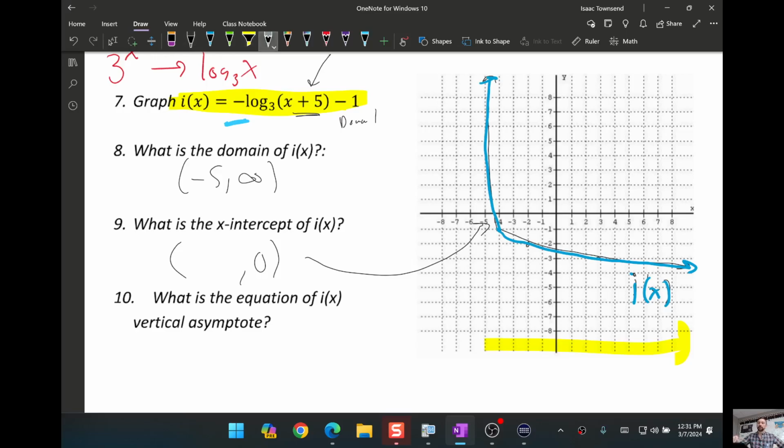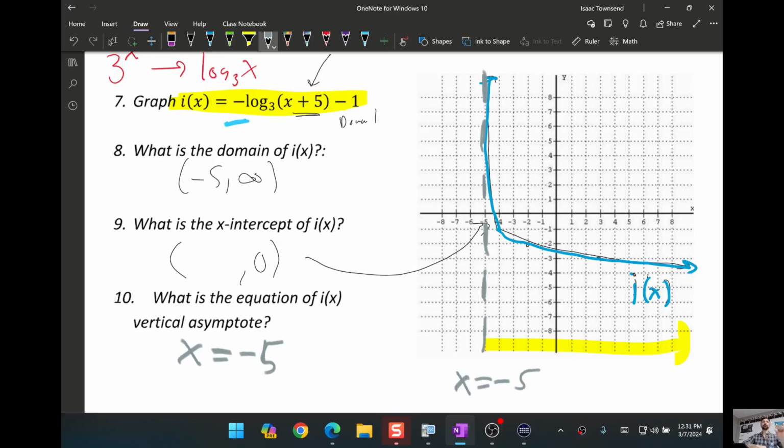And a very common one is vertical asymptotes. All logarithmic graphs have vertical asymptotes. So this one had one at x equals 0, but then I shifted it left 5, which moved it to x equals -5. The vertical line that the graph can't cross. And it has to be x equals instead of y equals because it's a vertical line, not a horizontal line.